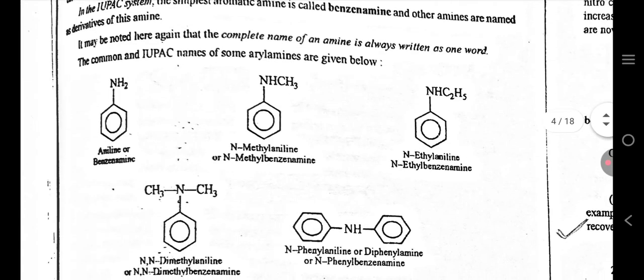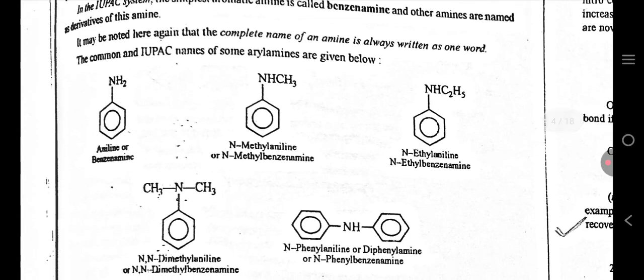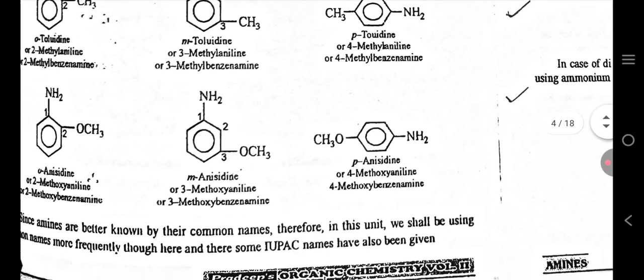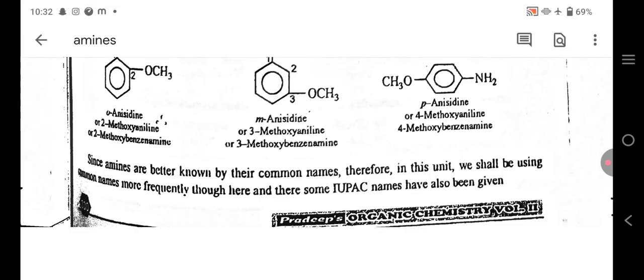In the IUPAC system, the simplest aromatic amine is called benzenamine, and the other amines are named as derivatives of this amine. It may be noted here again that the complete name of an amine is always written as one word. The common and IUPAC names of some arylamines are given below. Since amines are better known by their common names, in this unit we shall be using common names more frequently, though here and there some IUPAC names have also been given.